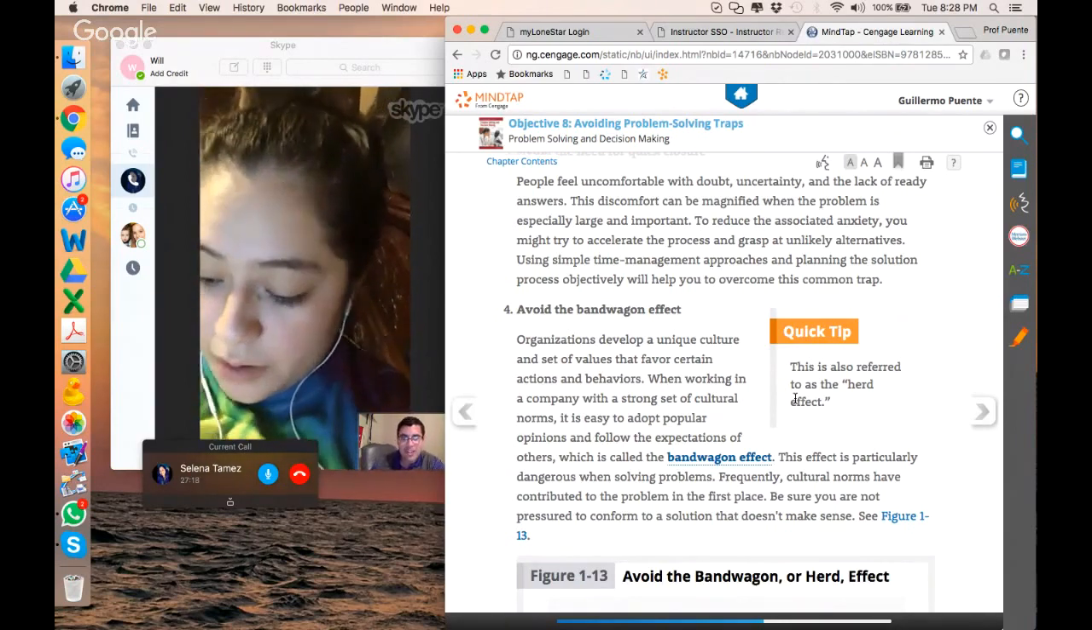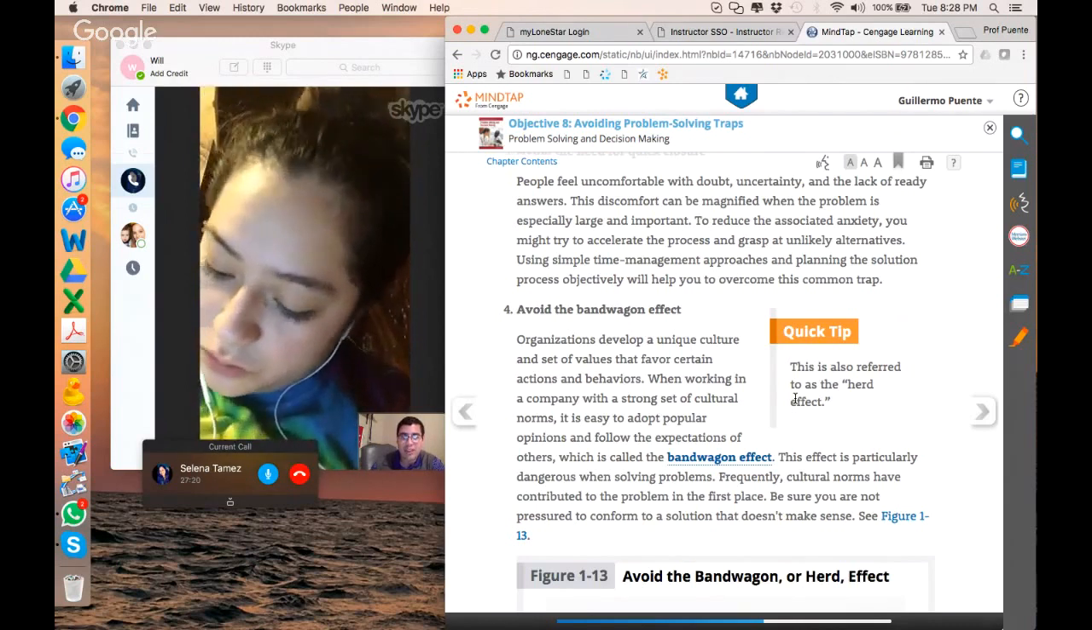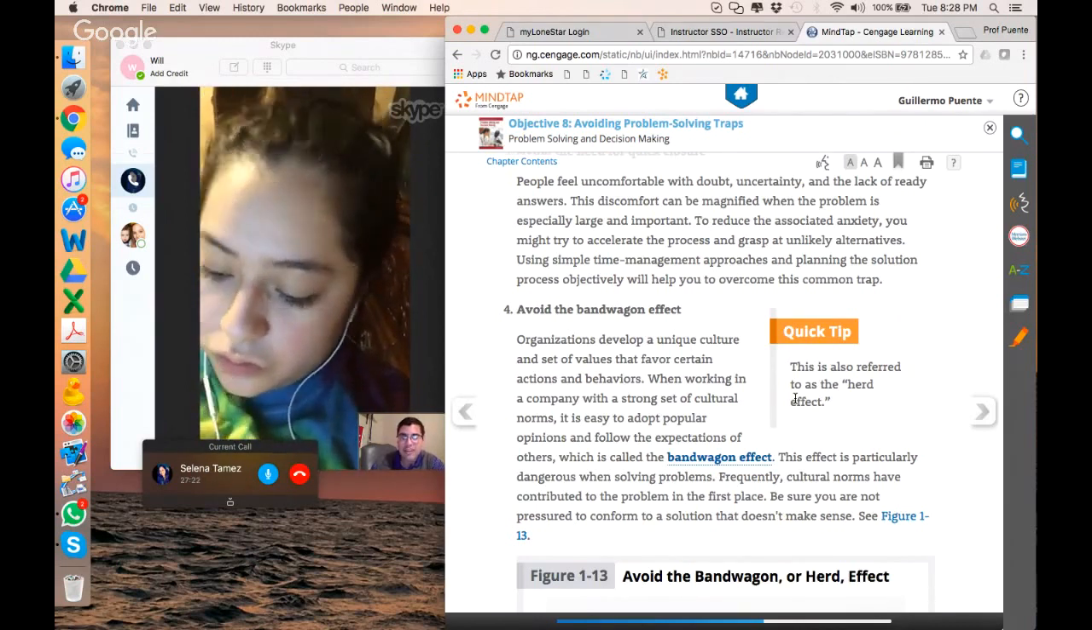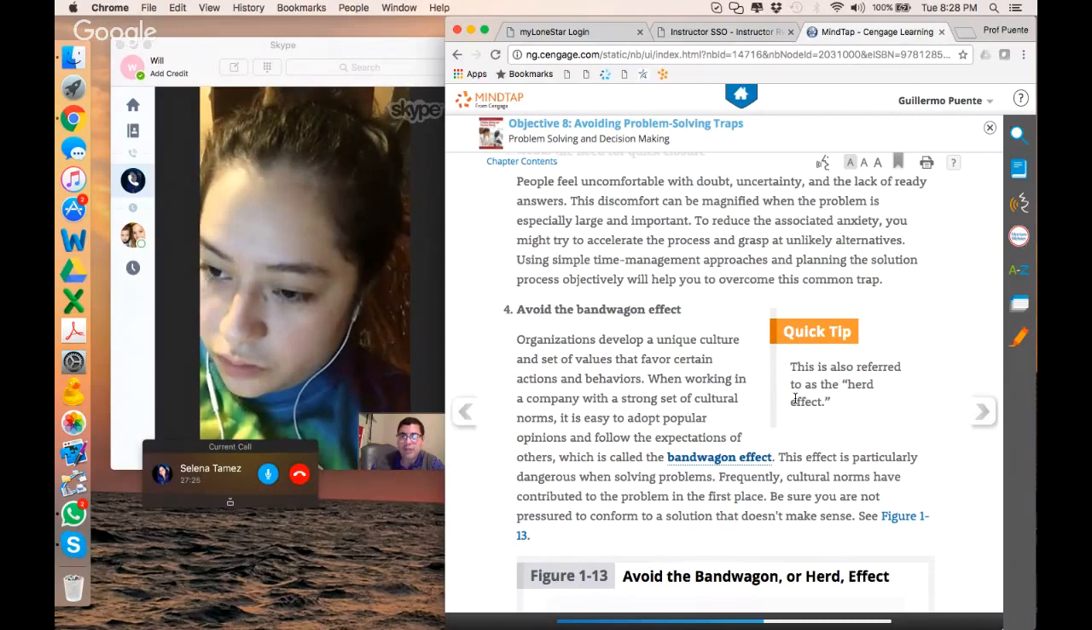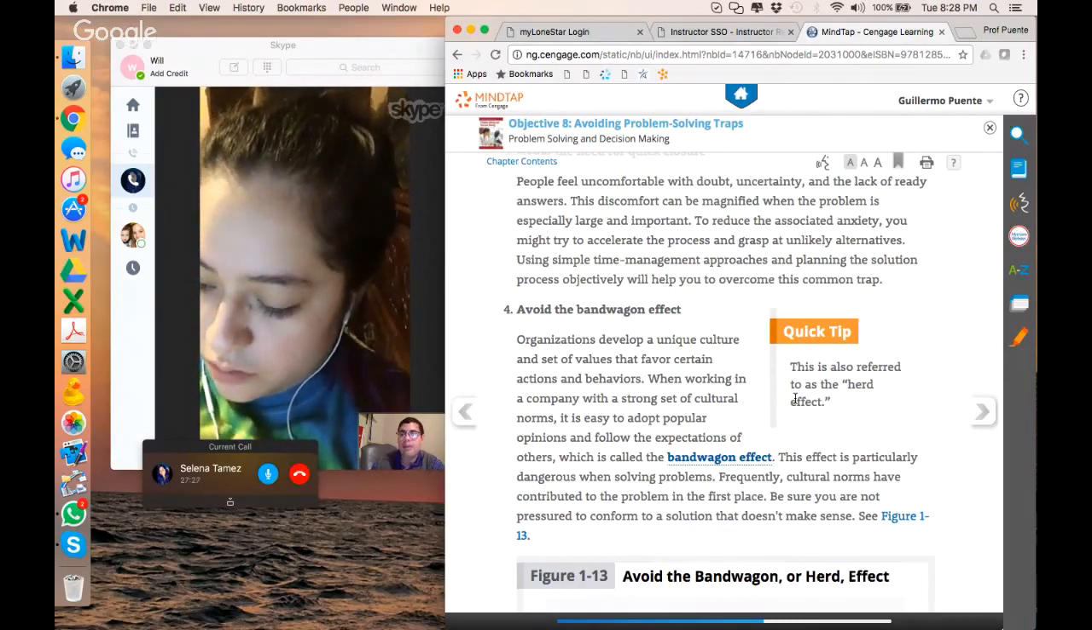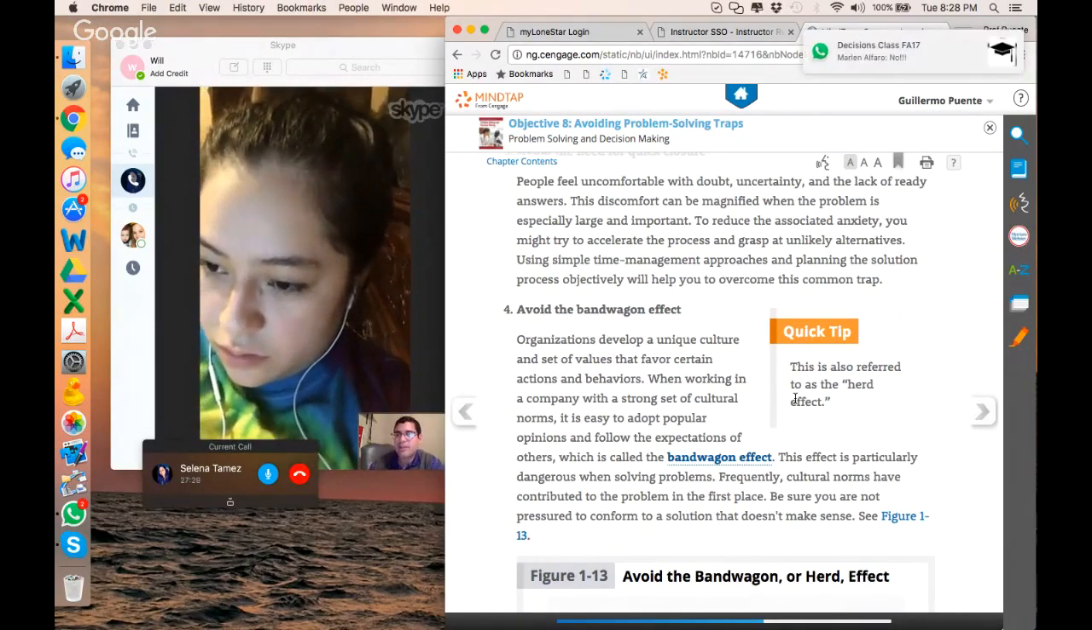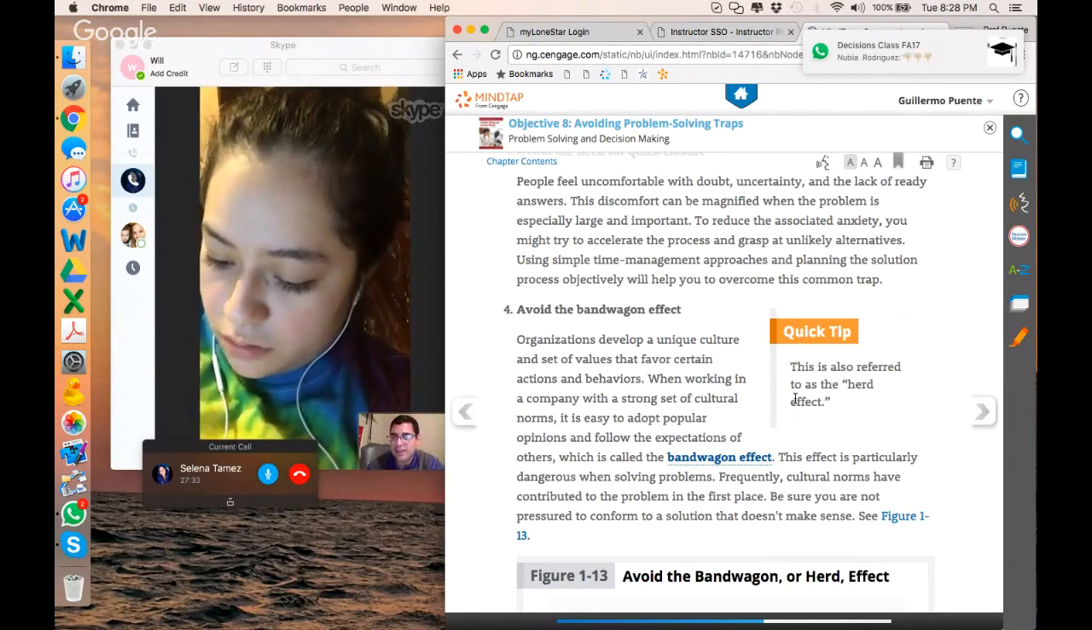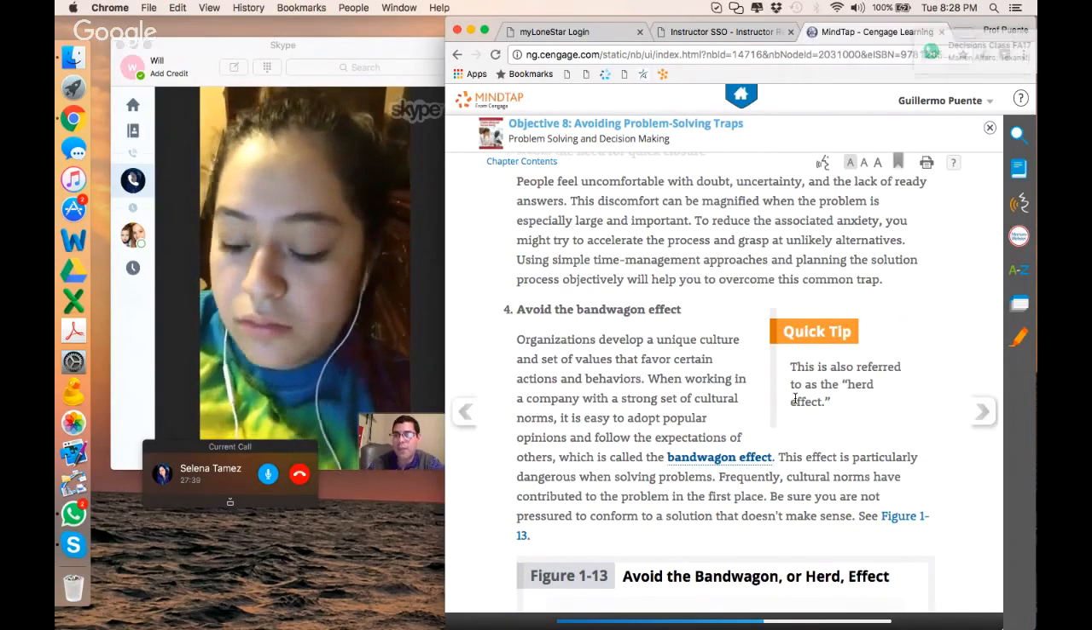Well, believe it or not, class, bandwagon effect is an actual MBA business term. The effect is particularly dangerous when solving problems. It just means that when working in a company with a strong set of cultural norms, it is easy to adopt a popular opinion, something that's already there. So you just kind of accept it. It's also called a sacred cow. It means that you've always done it, so you're going to keep it the same way.